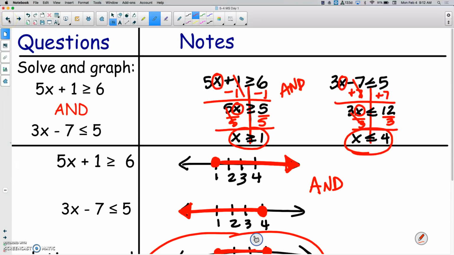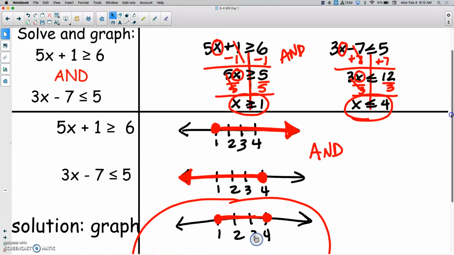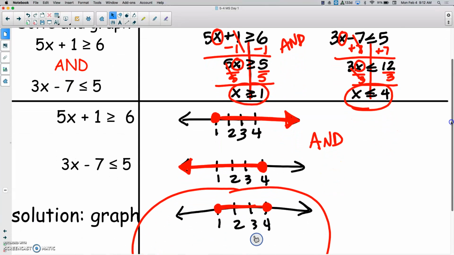And that was my last example. So there are three different types of situations for compound inequalities that are connected with the word and.